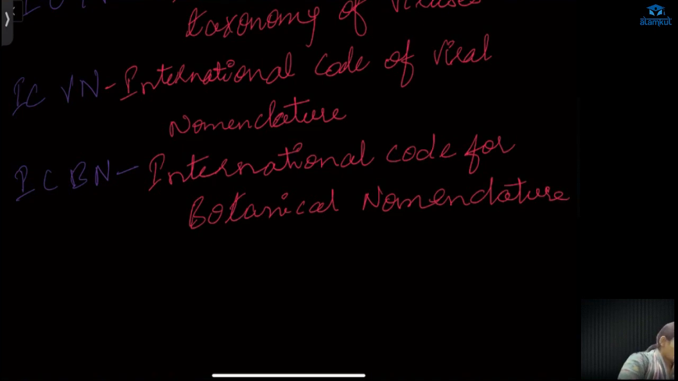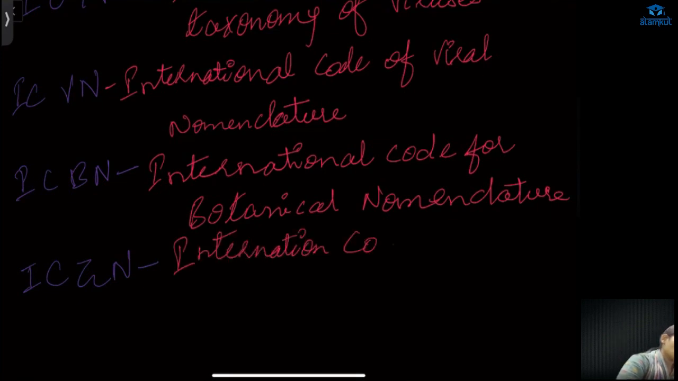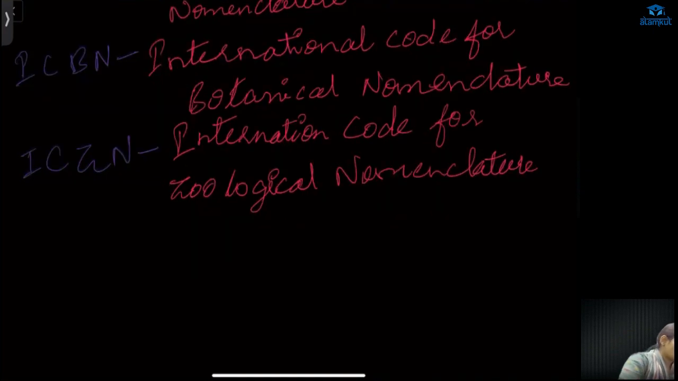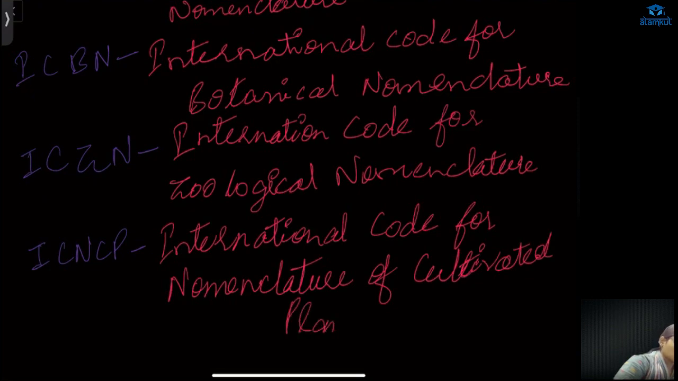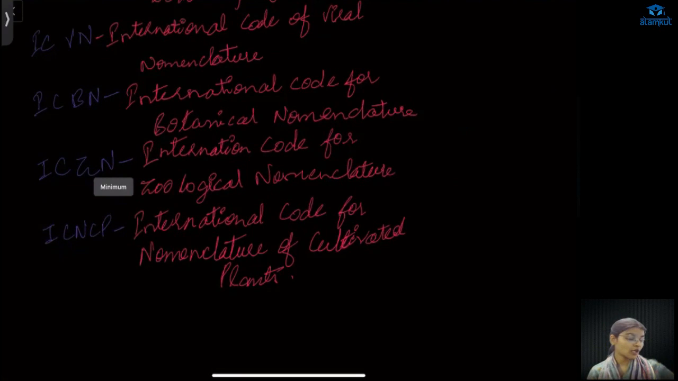Then comes ICZN. In place of botanical, it will become zoological: International Code for Zoological Nomenclature. Now the last one is ICNCP, International Code for Nomenclature of Cultivated Plants. So these are all the full forms that can be asked from this chapter.